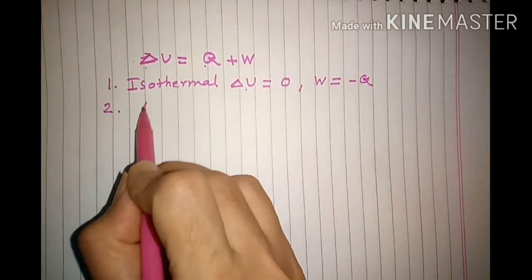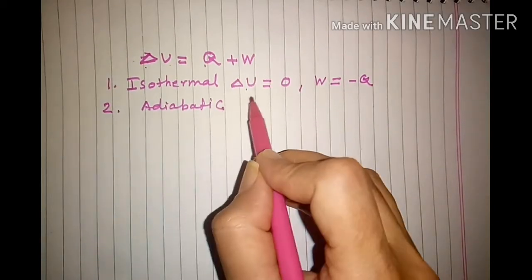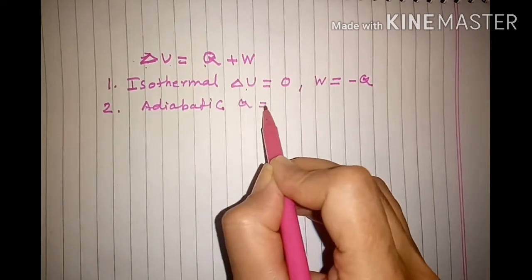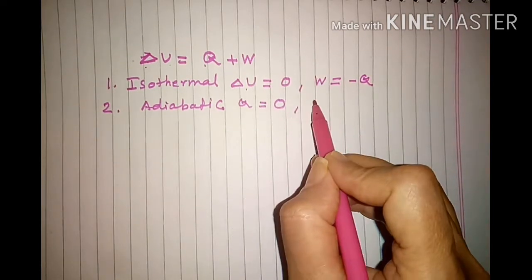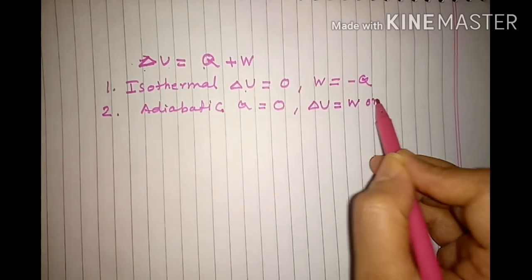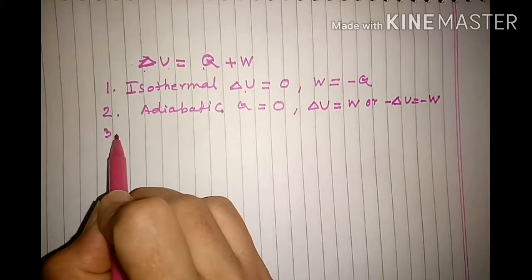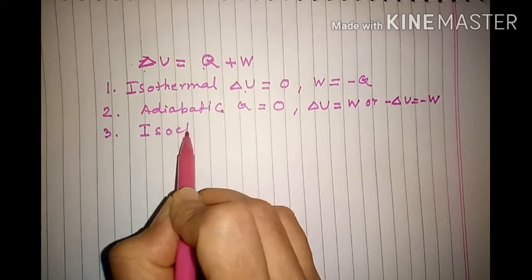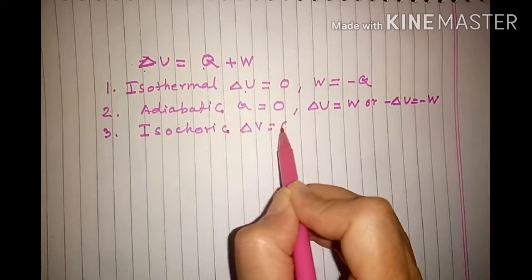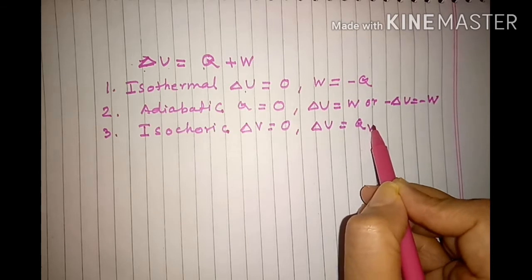For adiabatic process, here you can say that Q equal to 0. So this equation can be written as delta U equal to W or minus delta U equal to minus W. Third thing you can write, in case of isochoric process where delta V equal to 0, so you can write delta U equal to Q at constant volume.